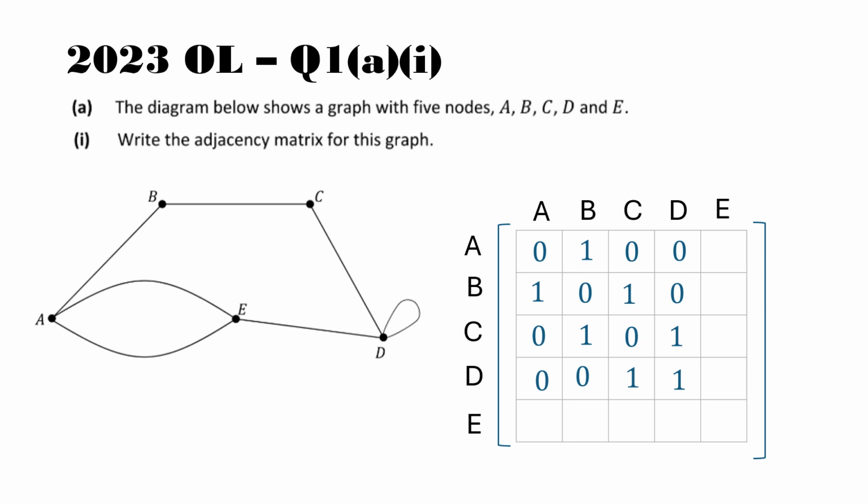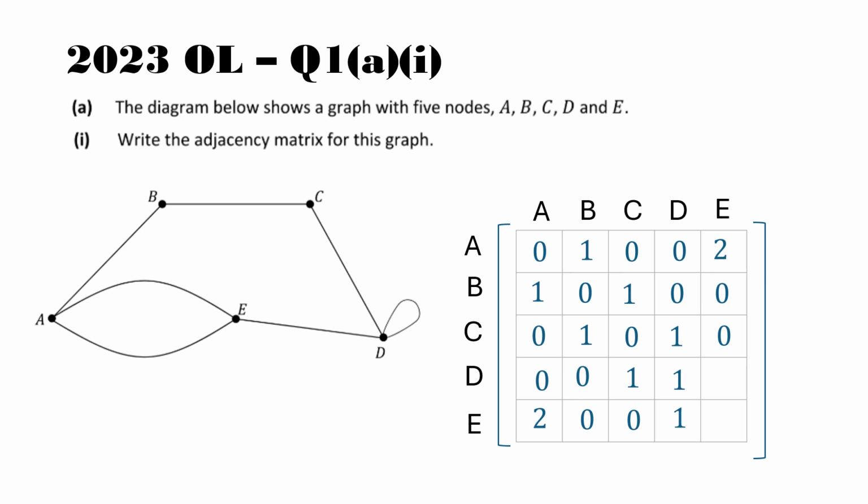Then I'm going to work from E to A. There's actually two connections, which is mirrored in A to E, so we can put our 2 here as well. We then look E to B. There are no connections, so no connections between B and E as well. Then we look E to C. There are no connections, so equally no connections between C and E.